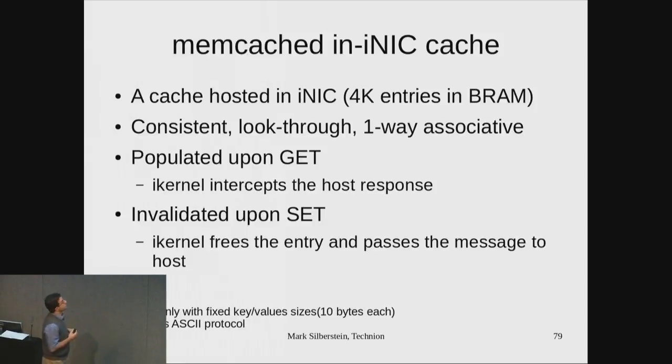So the memcached thing is actually a humongously large cache, as you can imagine, of 4K keys and values, each 10 bytes. So this is certainly a really prototypish thing just to understand how this can work eventually. We're not claiming that this is the real implementation. The idea is that this is a look-through cache. It's a very simple implementation, as I mentioned, really a hash table basically. It's populated upon get, okay, and it's invalidated upon set.